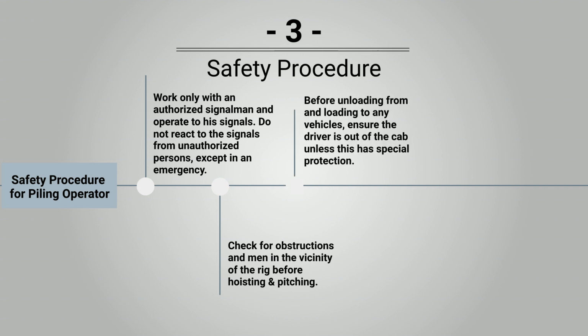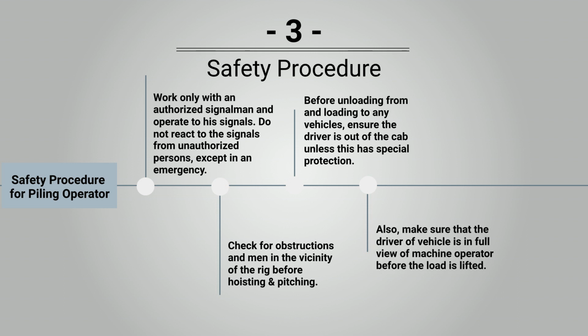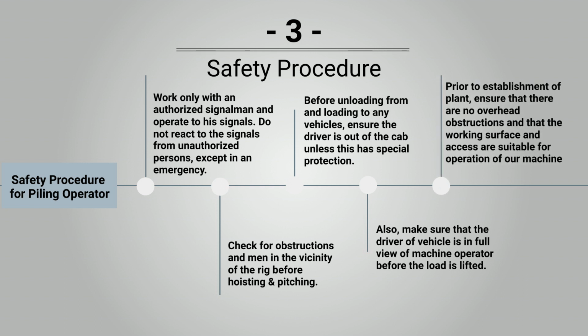Before unloading from and loading to any vehicles, ensure the driver is out of the cab unless there is special protection. Also, make sure that the driver of the vehicle is in full view of the machine operator before the load is lifted. Prior to establishment of plant, ensure that there are no overhead obstructions and that the working surface and access are suitable for operation of our machine.